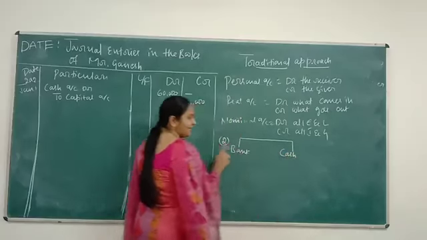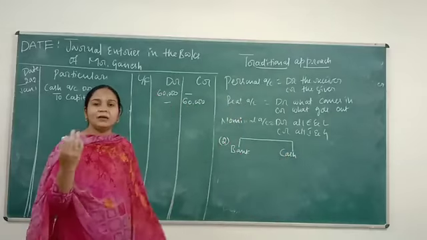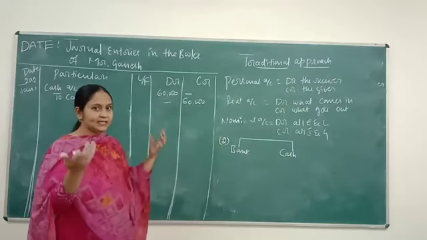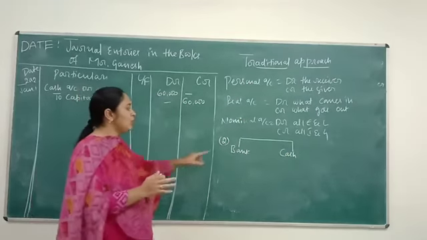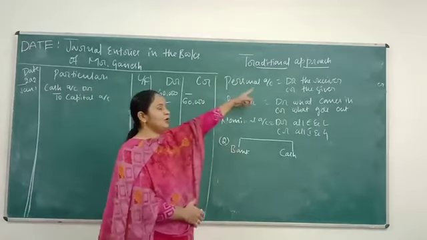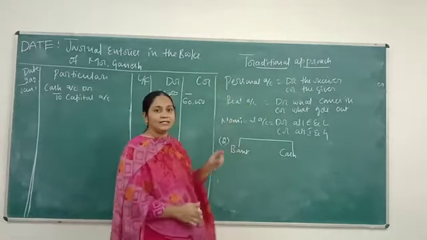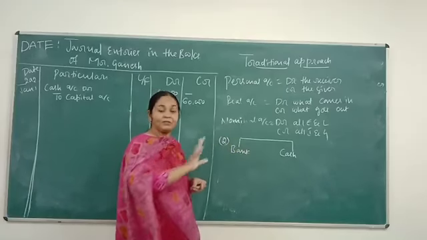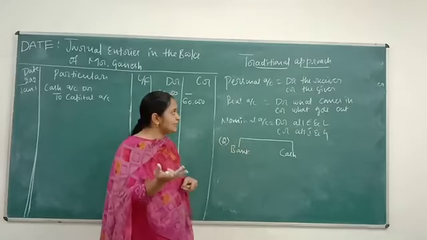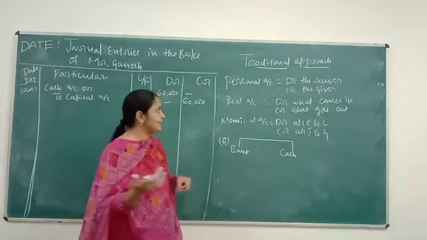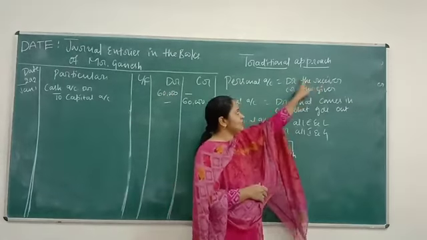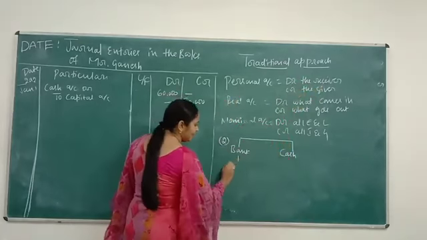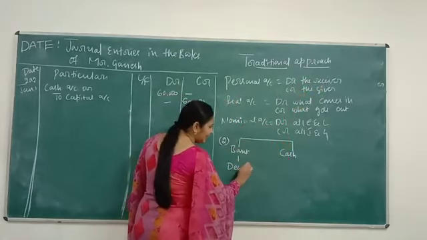Cash. Bank is what? Bank is an artificial person. It has physical existence, but it is not having soul. When it is an artificial person, which account rule will you follow? Debit the receiver, credit the giver. Now you are paying money into the bank. So what is happening? Is it receiving or giving? It is receiving. So what should I do when it is receiving? I should debit. Okay, debit the receiver.